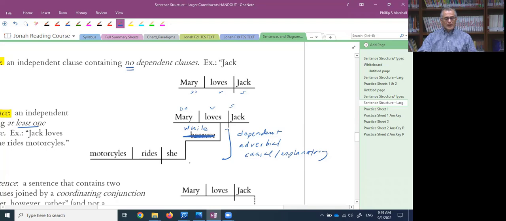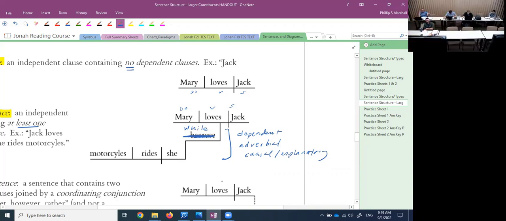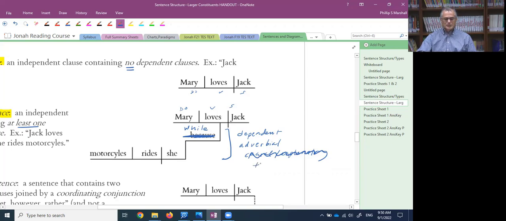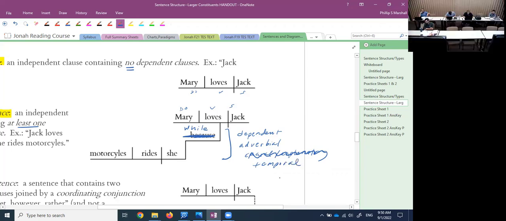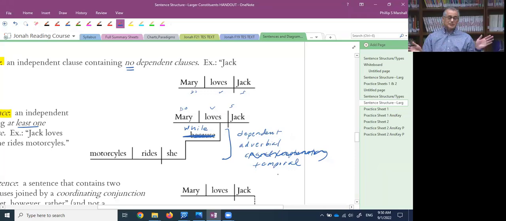Jack loves Mary while she rides motorcycles, but not when she doesn't. Okay, so is this still a dependent clause, while she rides motorcycles? Yeah, it's still dependent, right? Is it still adverbial? Yeah, it's still adverbial. Yes, but is it causal? No, because there's a time in there. It's a time-related adverbial notion. So we would change the semantics from causal to temporal. Sure. Okay, that's the semantics. So the structure is still the same, but the semantic classification of the structure is now different, right?